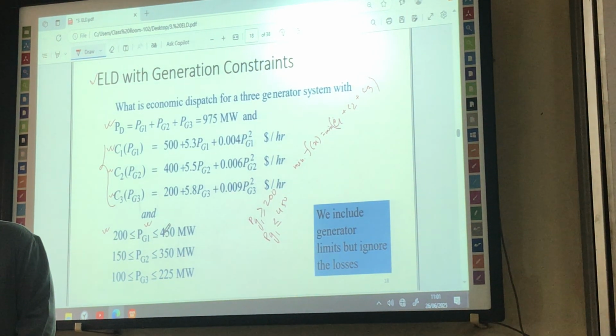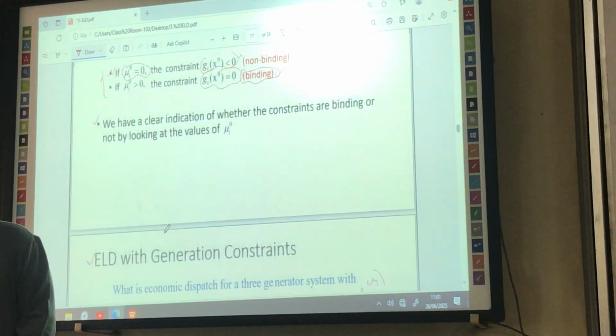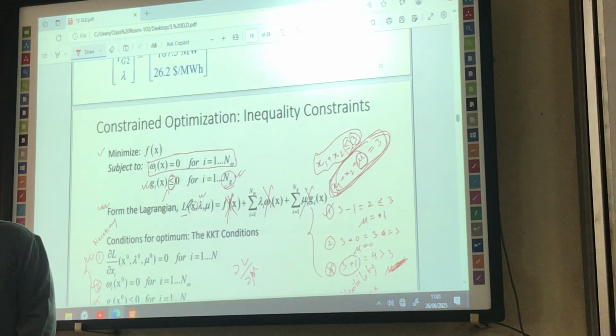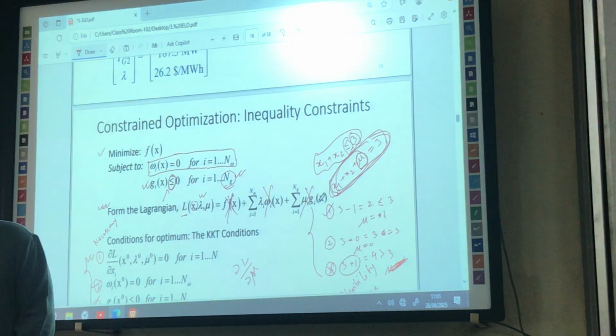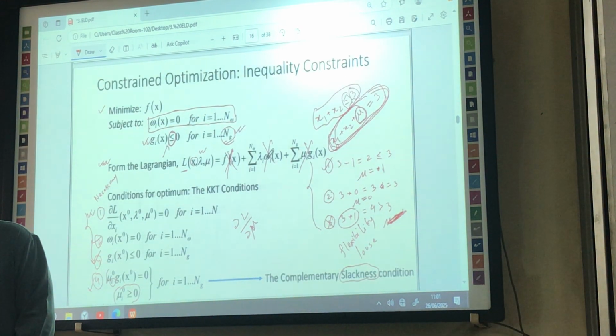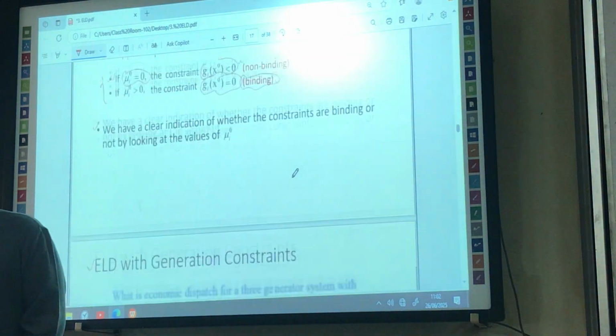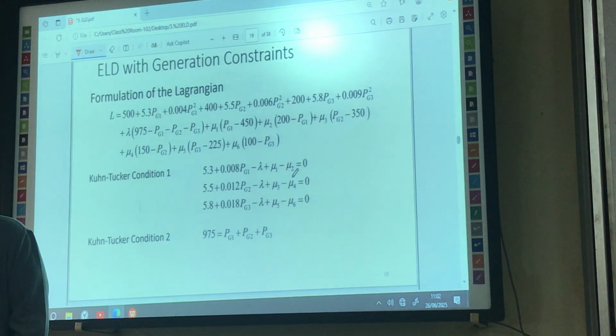Now, can we formulate the Lagrangian? We can, right? This is the formula for the Lagrangian. It will be f of x plus lambda omega of x plus mu g of x. There is only one equality constraint, so it will be only one, but there will be 6 terms, right? Like mu1 multiplied by the first inequality constraint plus mu2 multiplied by the second one, like this. Now look, this is our Lagrangian.